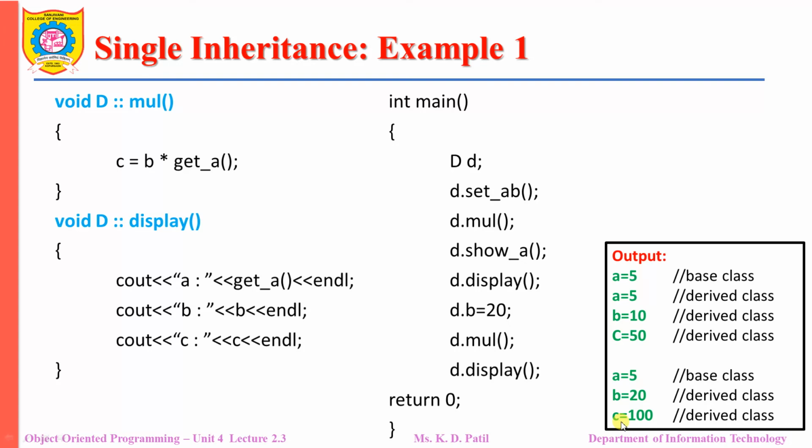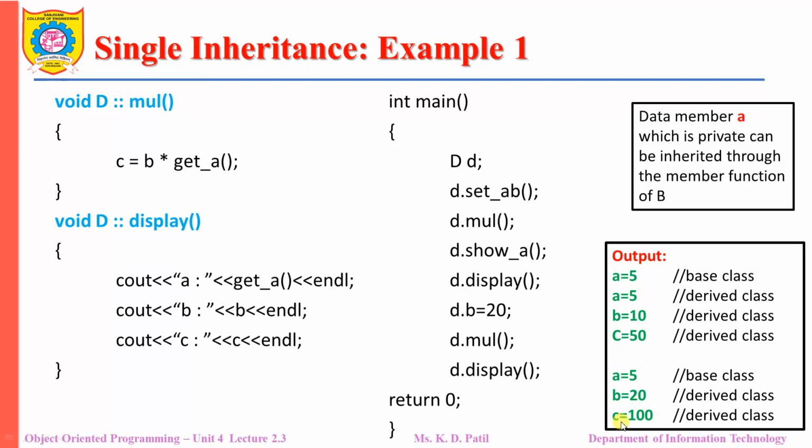So likewise we can inherit the properties from base class B. And who is inheriting the properties? Derived class D is inheriting the properties of class B by public derivation. And how to inherit the properties through private derivation we will see in the next lecture.